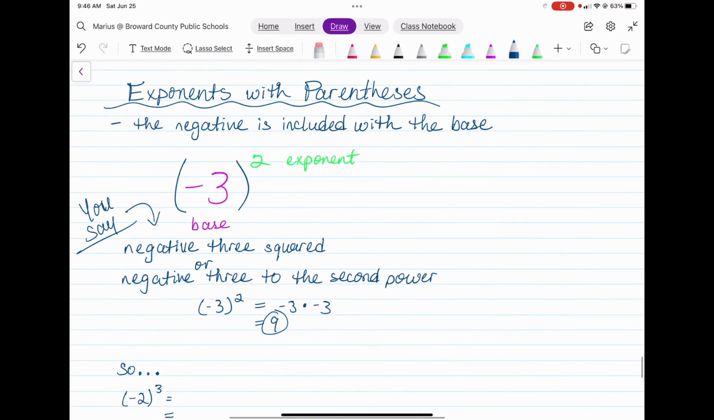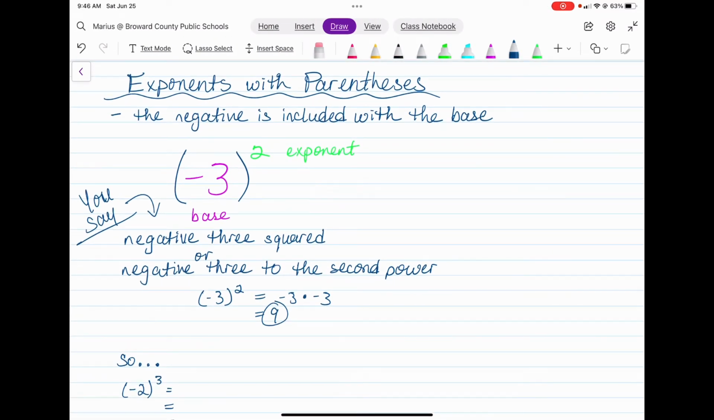Now let's take a look at exponents with parentheses. In this example, the negative is included with the base, okay? And you would say this example as negative 3 squared or negative 3 to the second power. So in this example, the base is now negative 3, and the 2 is still the exponent. So we would have two negative 3s. A negative 3 times a negative 3 is a positive 9.